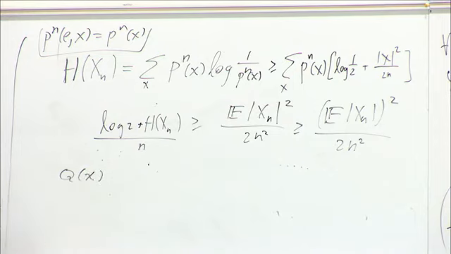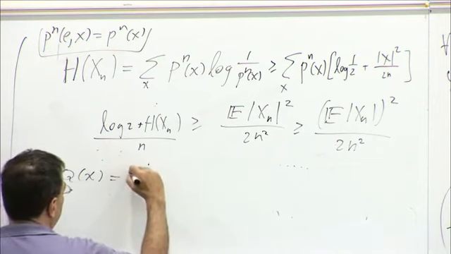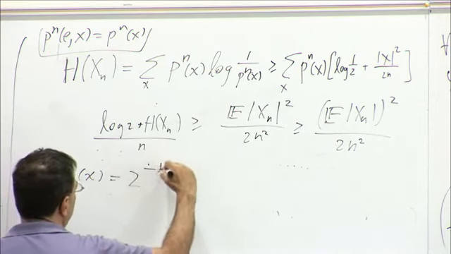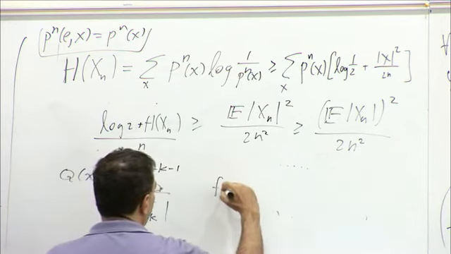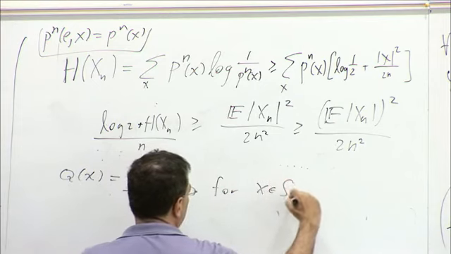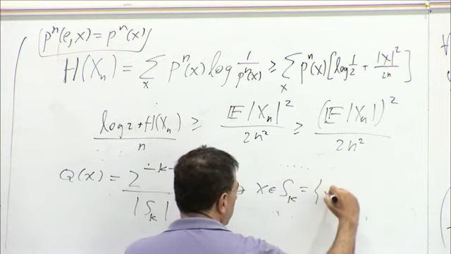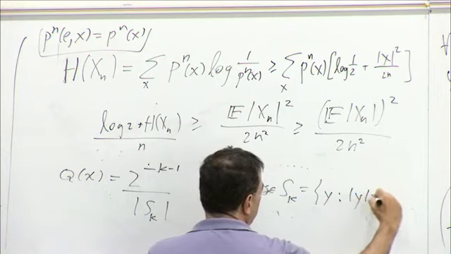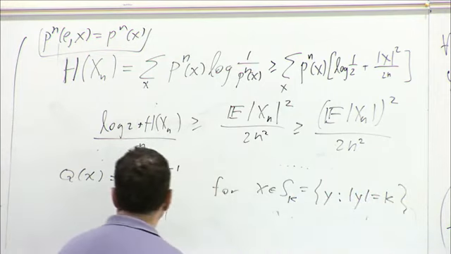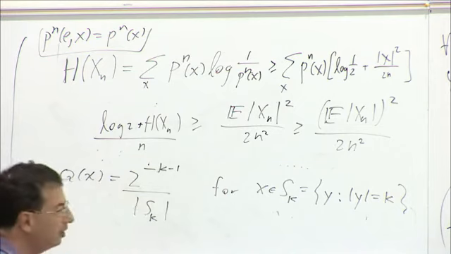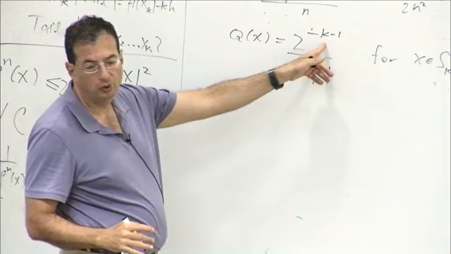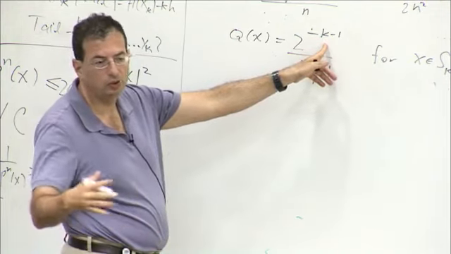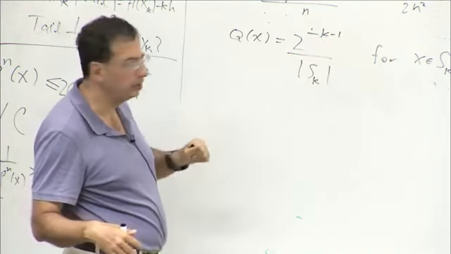Well, q is going to be uniformly spread over spheres. So q of x will be 2 to the minus k minus 1 over s_k for x in the sphere of radius k. So the sphere is just all the points y with distance k from the origin. Observe that this is a probability measure, because the total measure of every sphere is like this. When we sum these up, we get a half plus a quarter plus an eighth, so we get 1. So this is a probability measure.